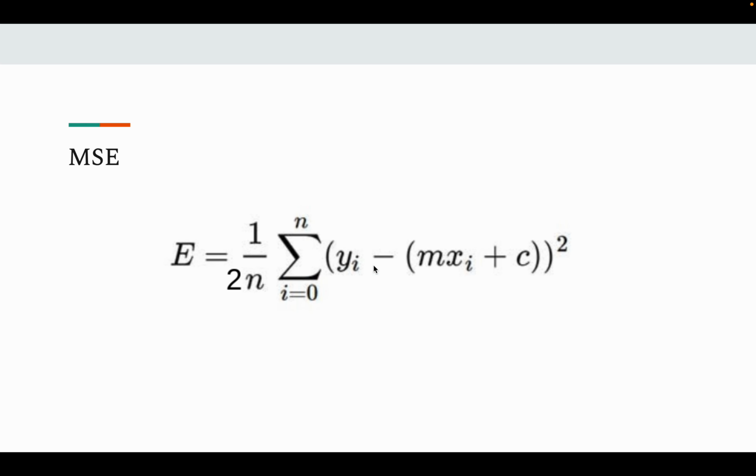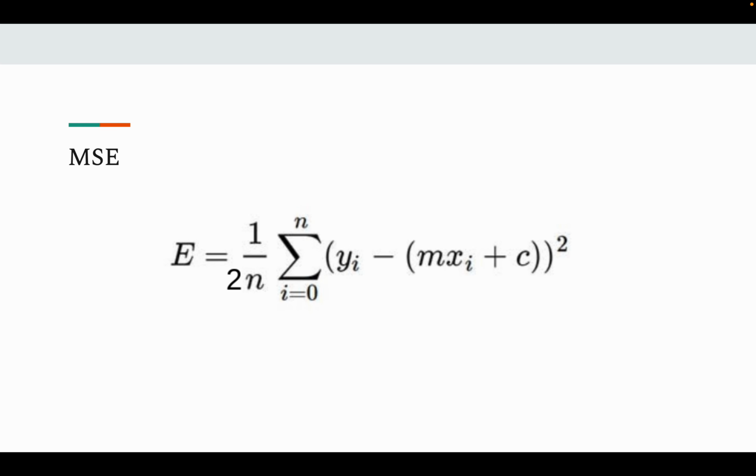When we do a partial differentiation of this particular function, the 2 will come as a multiple here. That will be like 2 into (yi minus (mxi plus c)), right? So we will be easily able to cancel out these two values, I mean the 2 in the denominator and the 2 that we get after the differentiation. I will show you that when we go to the example. So simply understand that we divide by 2 for mathematical simplicity.